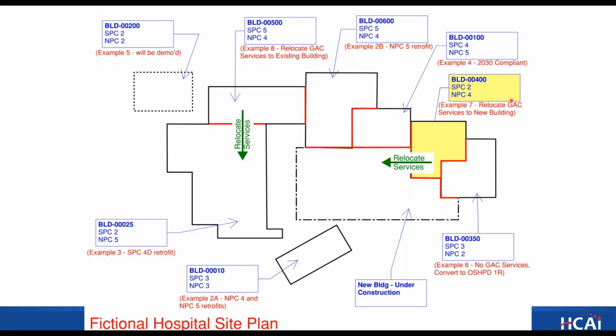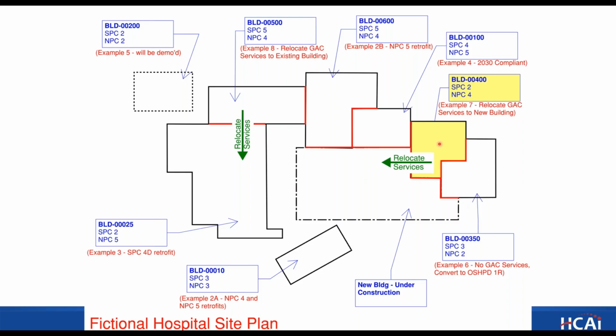Example number 7 is for relocating general acute care services. So let's say you have a building that has some general acute care services and you are going to be moving it to a new building, one that is already under construction or proposed. So in this example, this dashed dot line here is a building that is under construction, and these existing services will be relocated to the new building.